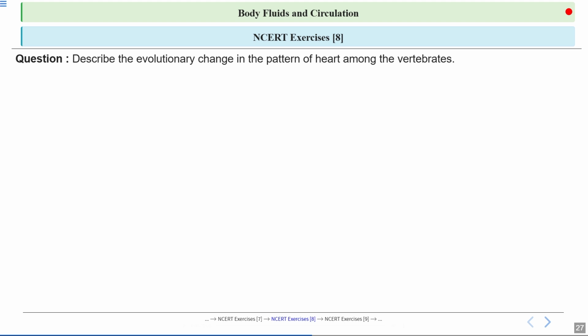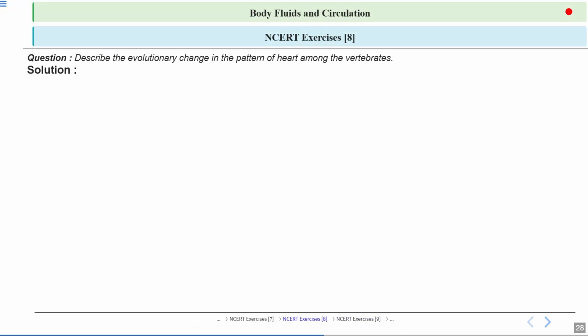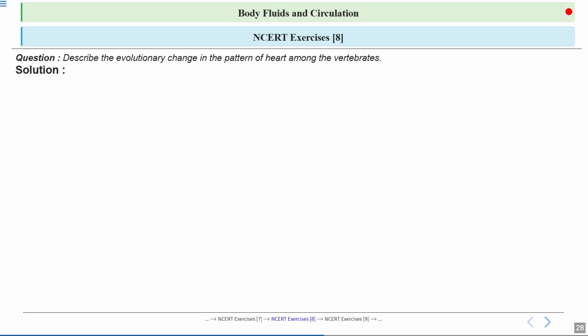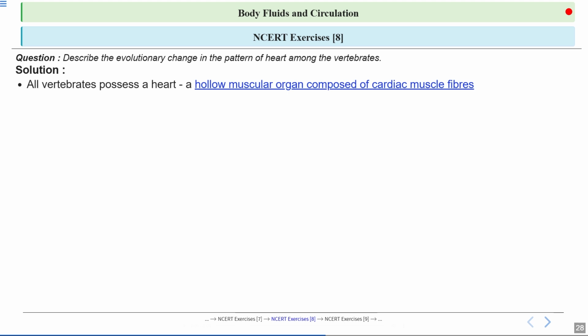Next question, describe the evolutionary change in the pattern of heart among the vertebrates. Okay, so let's have a look at the answer. Now, all vertebrates possess a heart, a hollow muscular organ composed of cardiac muscle fibers. Now, the heart's main function is to pump oxygen to every part of the body.